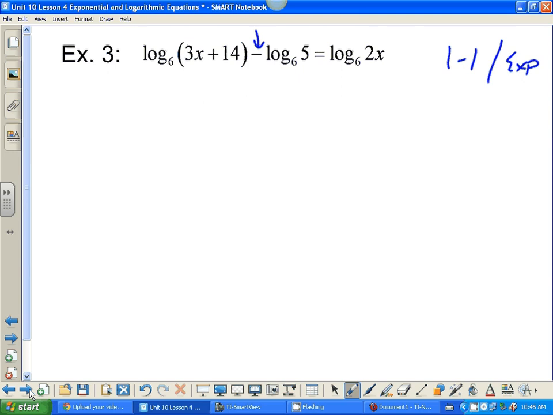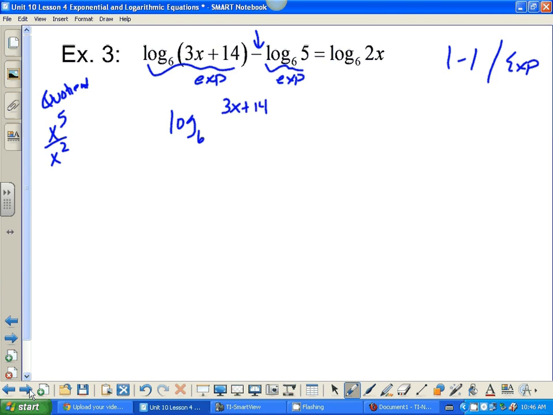I'm hoping, if you remember, if this is an exponent and this is an exponent, and I'm being asked to subtract, that means it's going to be a quotient, because I subtract exponents when I'm taking a quotient. So I can rewrite or condense the left side into the log base 6 of (3x plus 14) over 5 equals the log base 6 of 2 to the x.